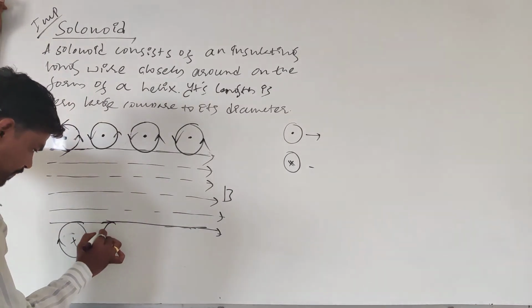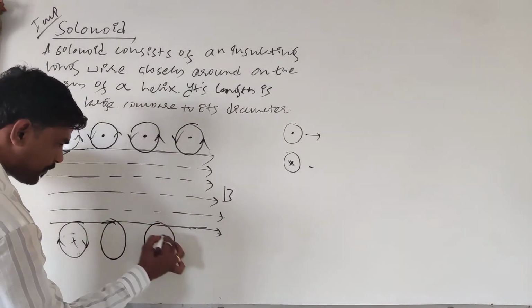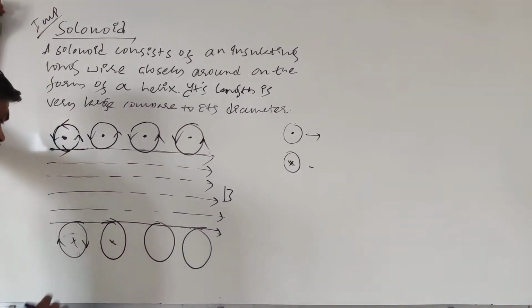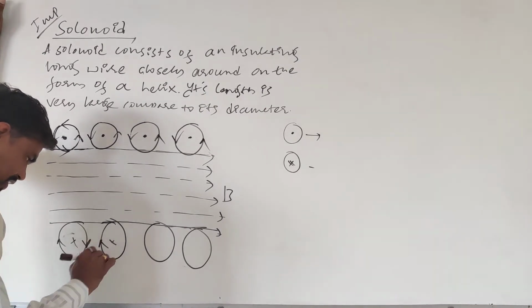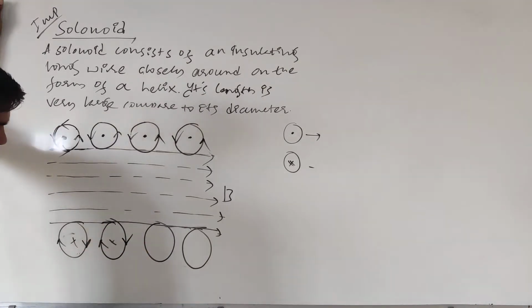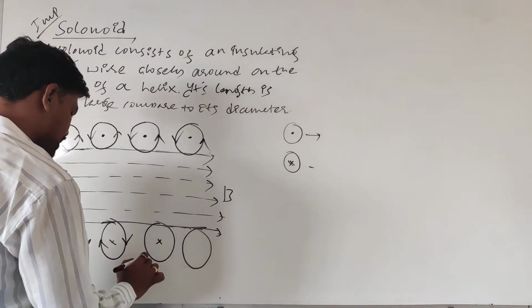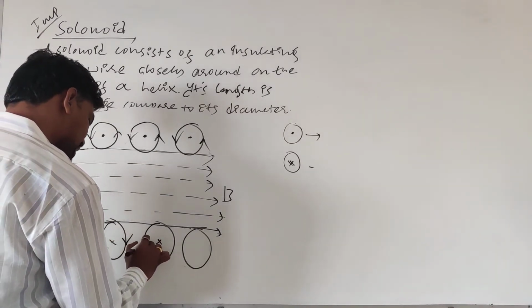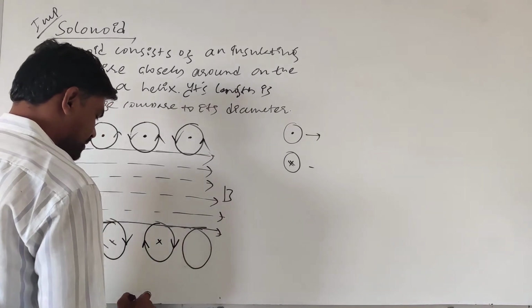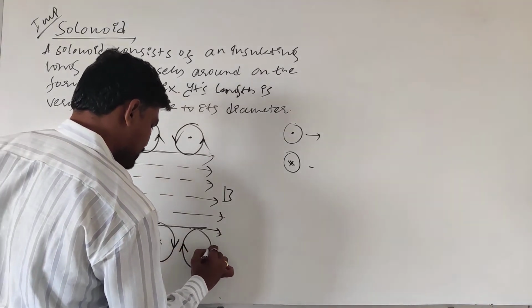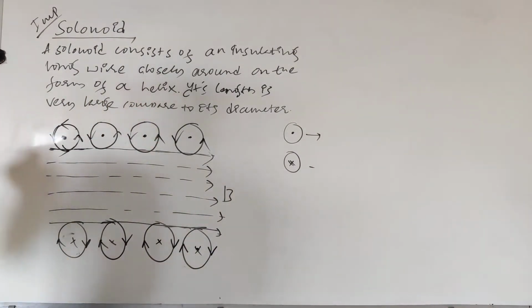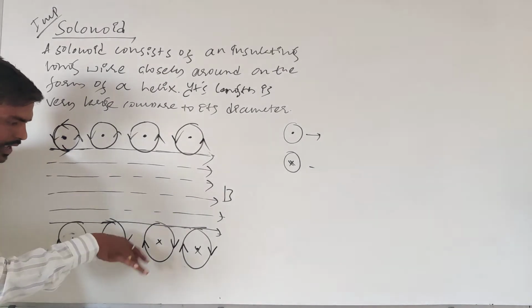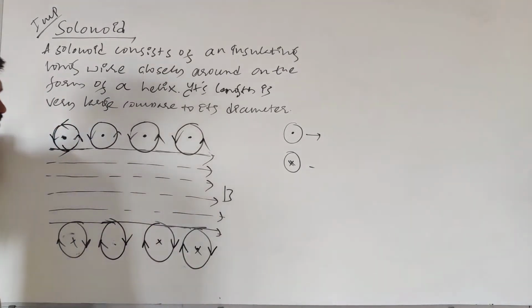Right. See, this is the direction like this. So then here the direction is like this, here the direction is like this. So once again, the direction is like this, like this. Cross in a circle, like this, like this. This is very important, right?